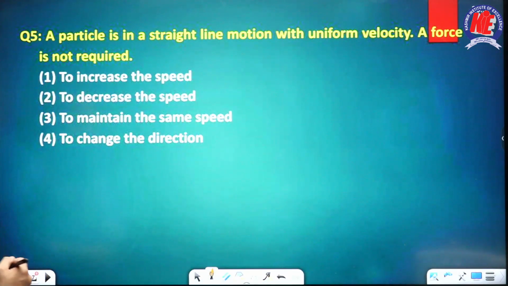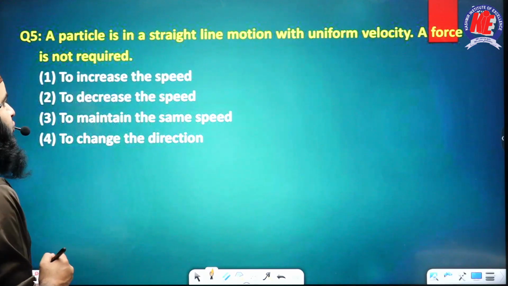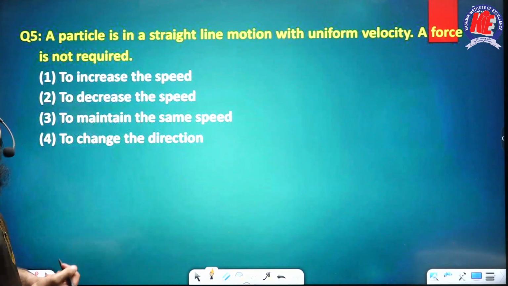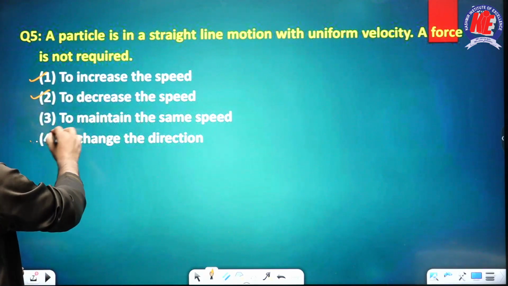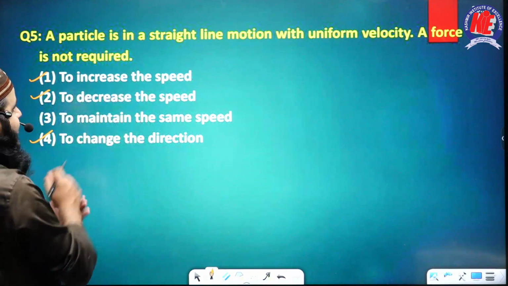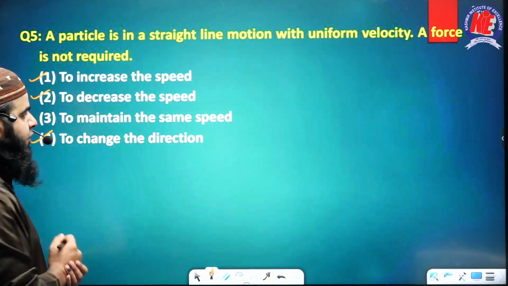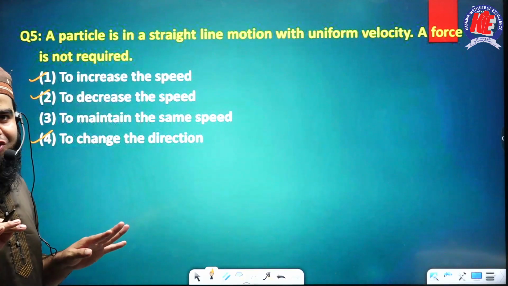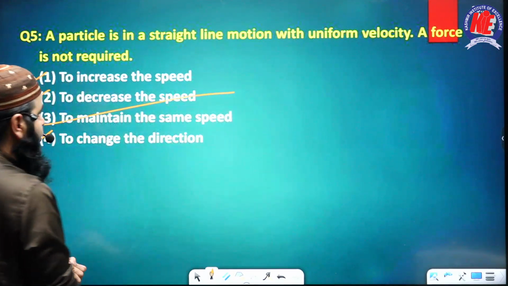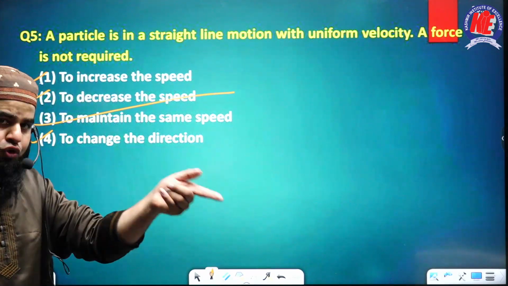A particle is in a straight line motion with uniform velocity. A force is not required to increase the speed, to decrease the speed, to maintain the same speed, to change the direction. अगर आप पहले दूसरे चौथे ऑप्शन को देखोगे बेटा, they are the cases of the acceleration. When you want to increase the speed, you need force. You want to decrease the speed, you need force. You want to change the direction, you need force. But there is no requirement of force at all when the body is having the constant speed. So the right option is going to be the option third, that there is no requirement of force for the body to be in motion and the motion is uniform.